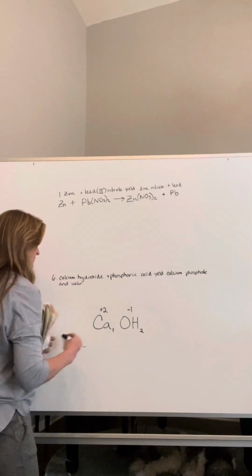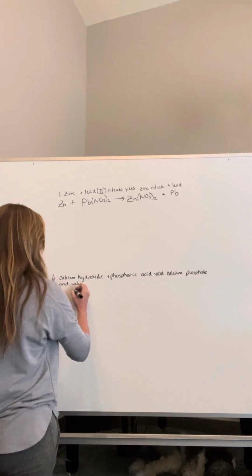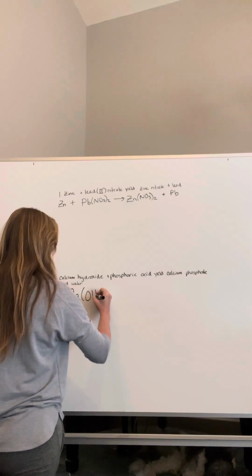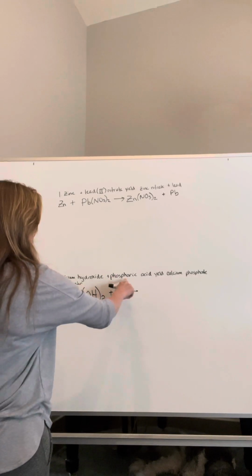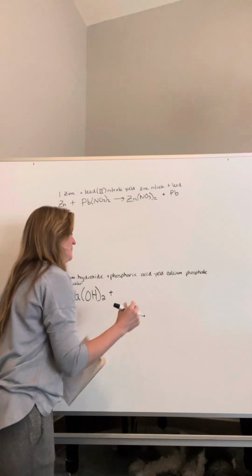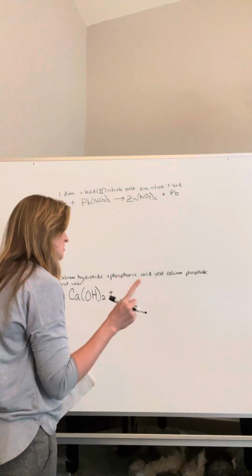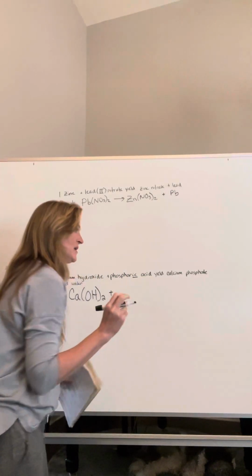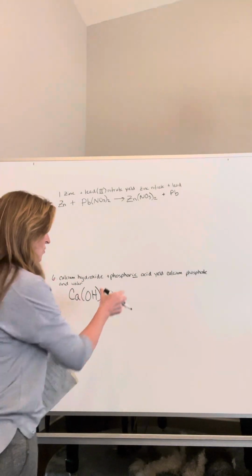So up here, I'm going to have calcium hydroxide and phosphoric acid, okay? So I'm looking at this. It doesn't say hydro, so it's not binary. It's a ternary acid, right? It ends in ic. So that means that whenever I'm looking at the chart, I'm going to find what?